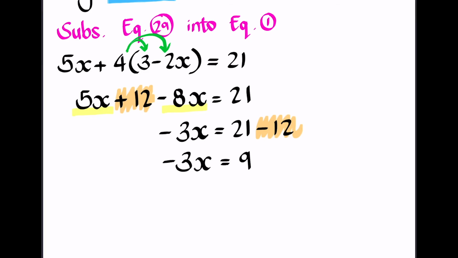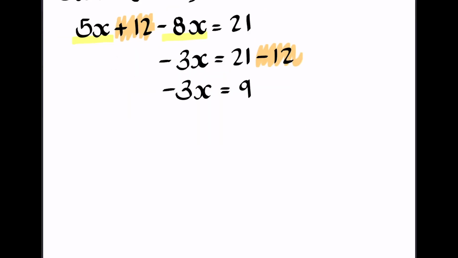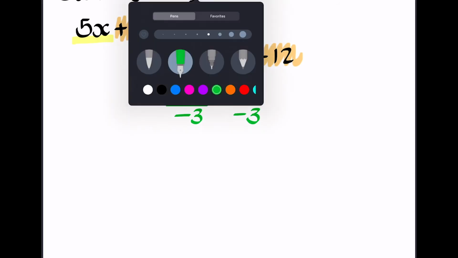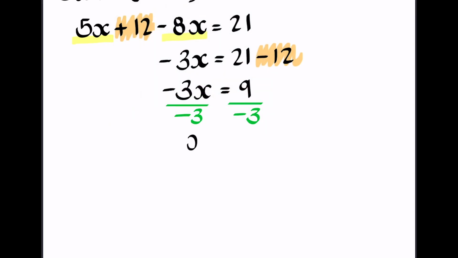Now I want to isolate that x further. I'm going to divide both sides by negative 3. So negative 3x divided by negative 3 is x, and positive 9 divided by negative 3 is negative 3. Now I have my x value being negative 3, but I still need to find my y value.